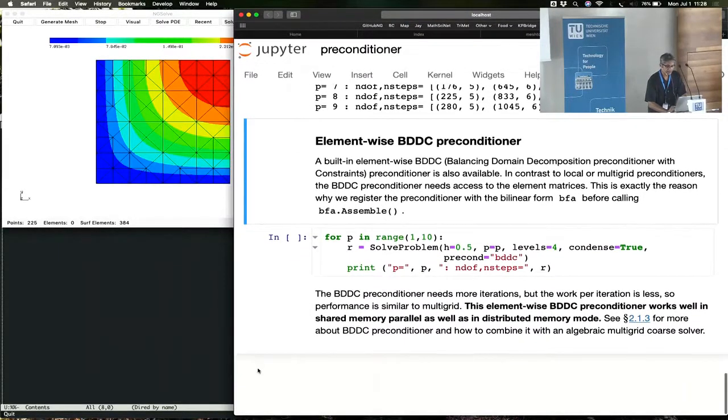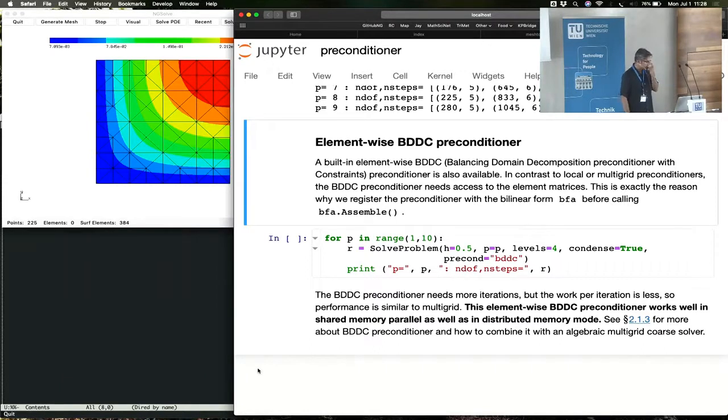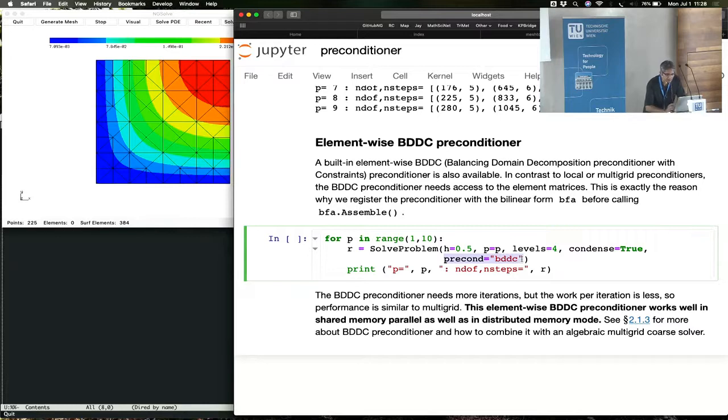The final example in this tutorial on built-in preconditioners is the element-wise BDDC preconditioner. Okay, all we have to do is to pass the flag BDDC into conjugate gradients, or into this solve problem that we defined at the top of the tutorial. So without knowing what exactly this preconditioner is doing, let's just look at how it performs, and then we will talk about this in more detail in another tutorial.